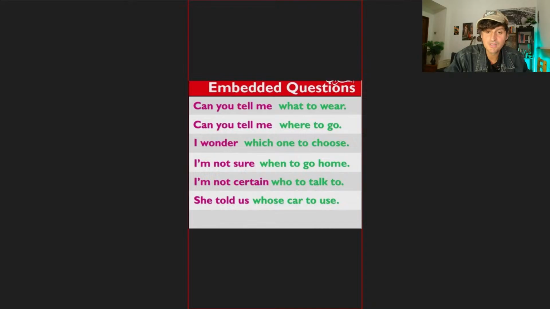So all of these forms here, this is a different way. Instead of just keeping the pronoun and the verb, just put the question word, which is what, where, which, when, who, whose, then the object, if there's one, and then the infinitive. Can you tell me what to wear? Can you tell me where to go? I wonder which one to choose. I'm not sure when to go home. I'm not certain who to talk to. She told us whose car to use.